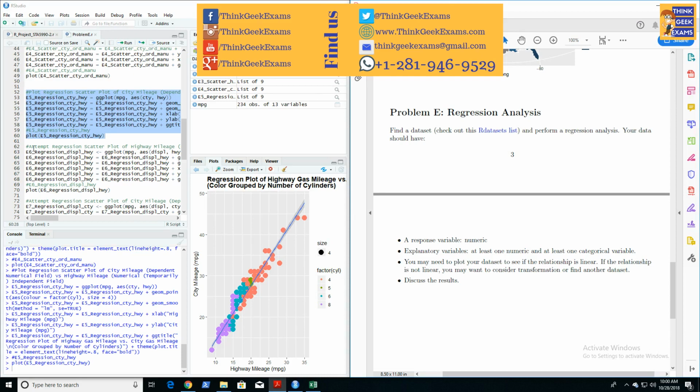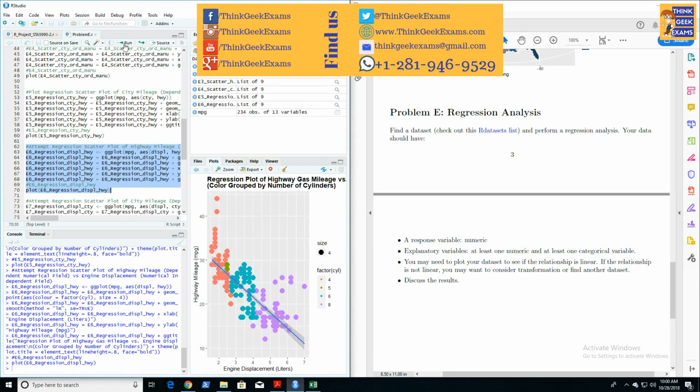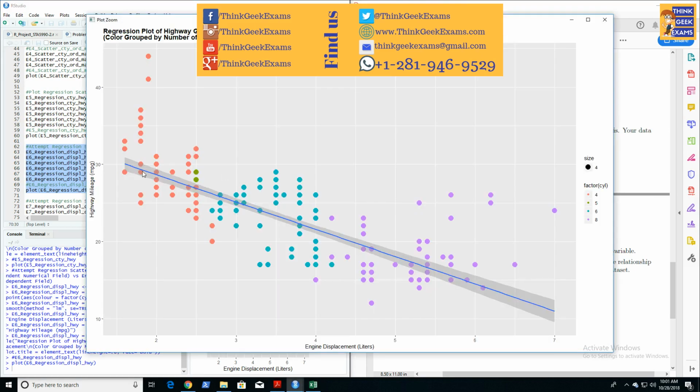We have the code right here. So this is plotting highway mileage versus engine displacement. So let's run that code, and there is some correlation. Let's zoom that in. So there is some correlation.